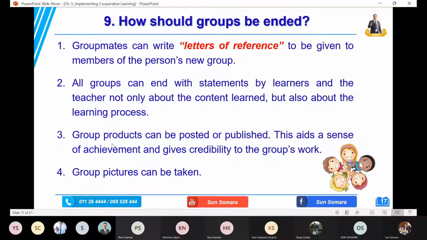And number 3, group products can be posted or published. This adds a sense of achievement and gives credibility to the group work. If you ask them to design a poster, it might be placed on the classroom wall or some part of the building or the school that can show what they have done so far. They're really proud of their work, even though it's not a perfect or excellent one, just some level of quality, but it's what they have done together.